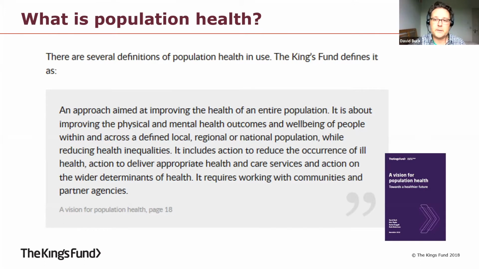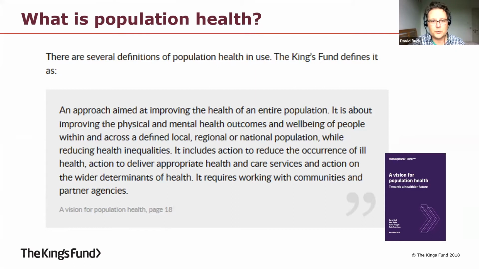So we define it, in the document on the right, the Vision for Population Health, which I'll say a little more about later, as an approach aimed at improving the health of an entire population. That's about physical and mental health outcomes and well-being of people within and across a defined area or population. That could be local, regional, or national, and obviously those interconnect. Critically, whilst also reducing health inequalities. So yes, about the average health of a population, but also the distribution of health within that population.